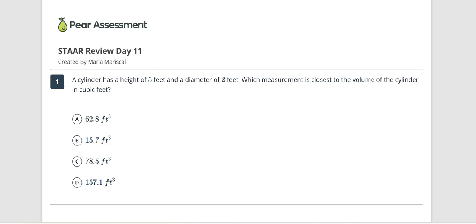Okay, so this one's pretty easy, guys. This is a simple one. Look at this, volume automatically. A cylinder has a height of 5 feet and a diameter. You never use a diameter, guys.